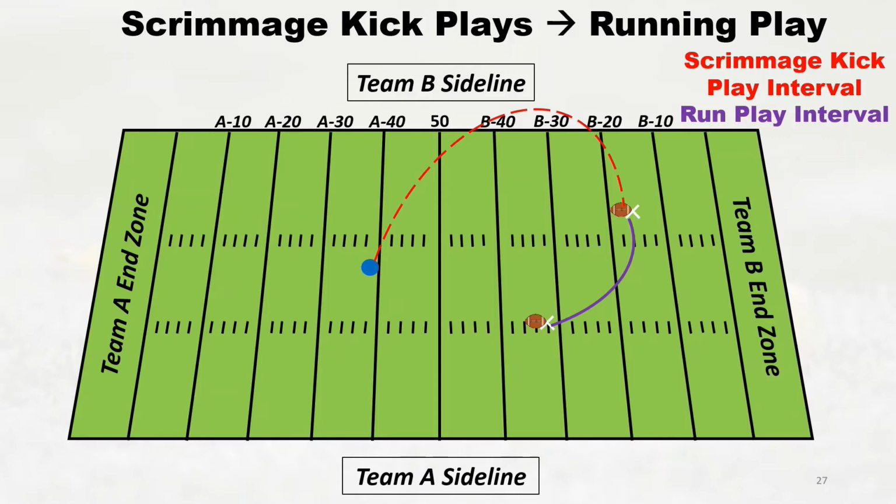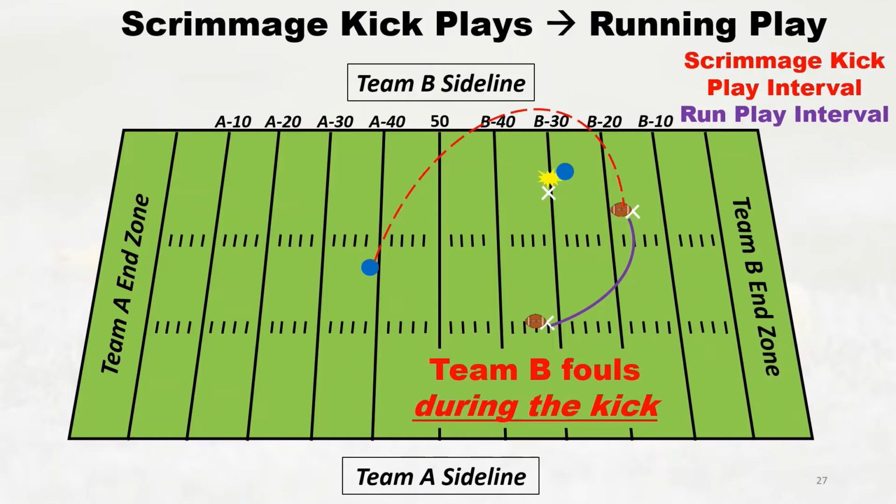So let's add in the foul from our question that we just read. So we have, during the kick, Team B held at the B30. So we have our end of the kick at the B18. We have our foul at the 30. And we need to start to dig into our hopper or our bucket, our enforcement for fouls during the kick. Now, this is a Team B foul during a scrimmage kick, during a punt play specifically. And this one happens to check all the boxes for post-scrimmage kick enforcement.